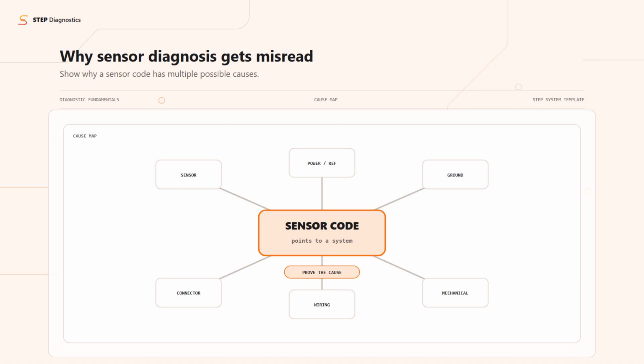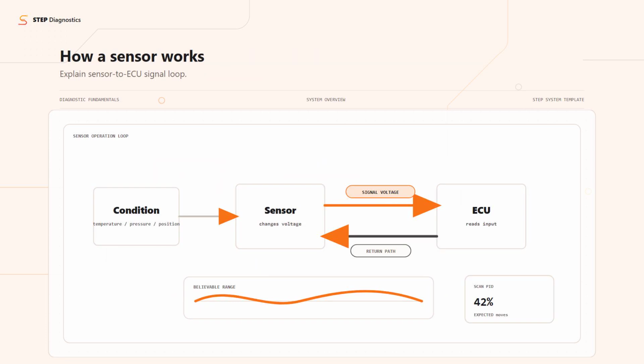The problem is not usually one isolated term or one quick check. It is the relationship between power supply, sensor ground, signal voltage, 5-volt reference, and the evidence you collect from the circuit and scan data. Start with normal operation.